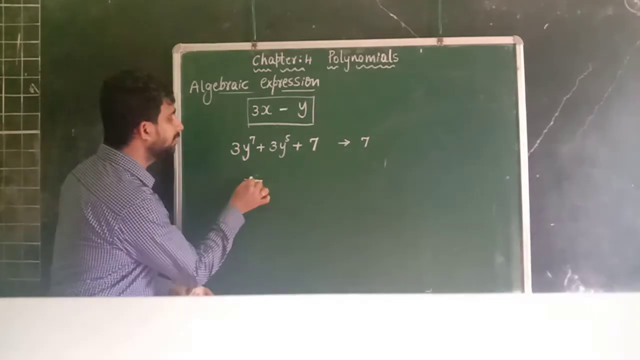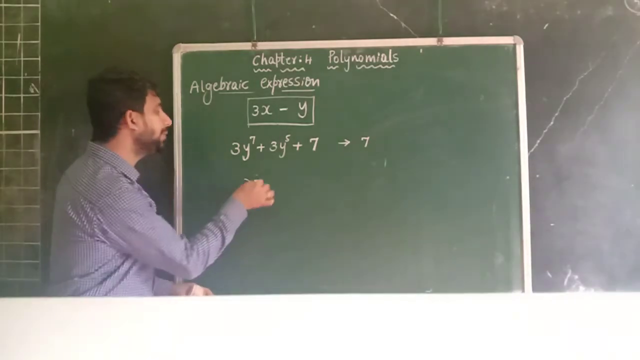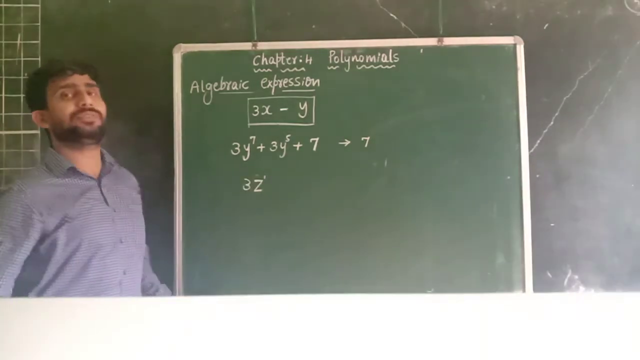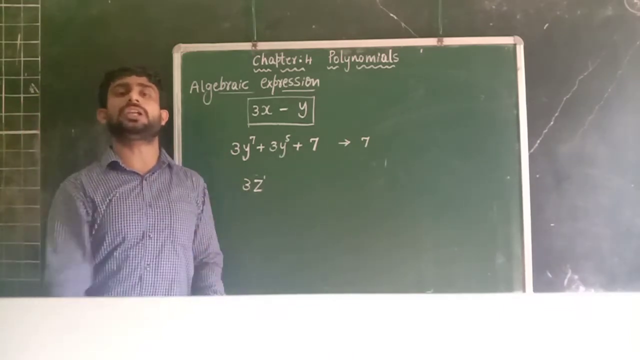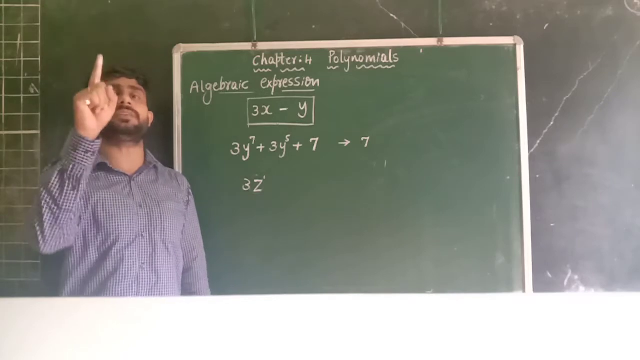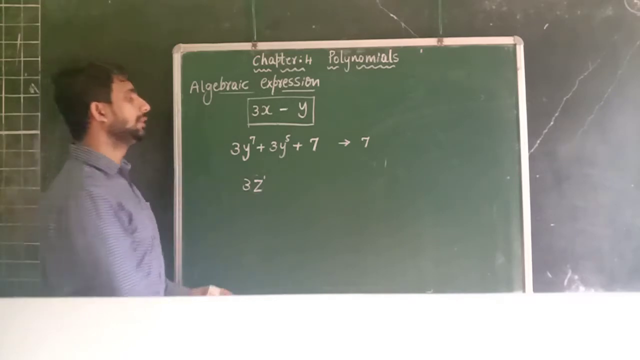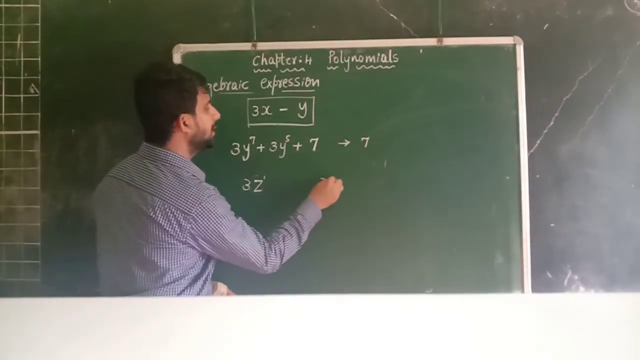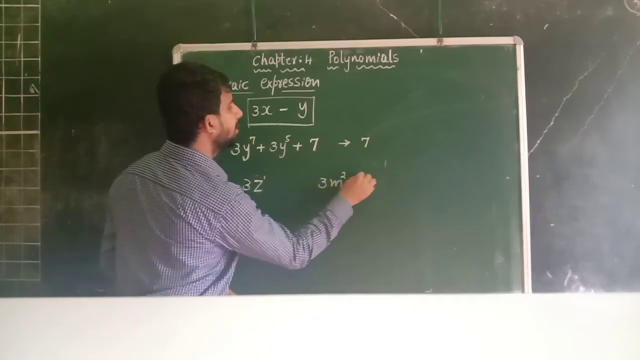For example, 3z. Here it is a polynomial of one variable. The variable is z, and the power is how much? The power is 1. Therefore it is called a linear polynomial. What do you mean by linear polynomial? A polynomial having degree 1 is called a linear polynomial. I'll write one more example, that is 3m squared plus 7.